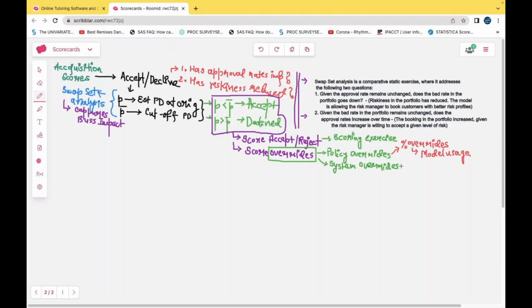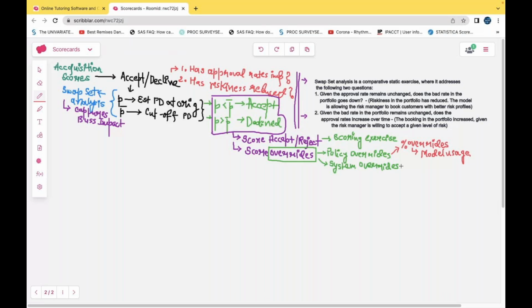Therefore, system overrides can help you convert score rejects to accepts and score accepts to rejects. So let's say there is a borrower who has been score accepted, right? But the system has a field of staff. Basically, let's say he has applied for a product which is only eligible to the staff of the bank. In such a case, if the account is not a staff account, the system overrides the score, overrides the final decision from an accept to a reject, right?